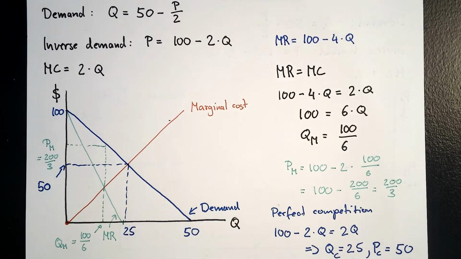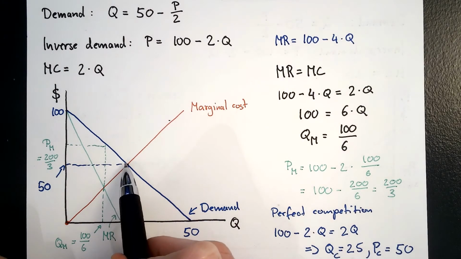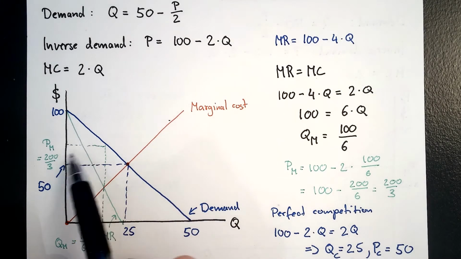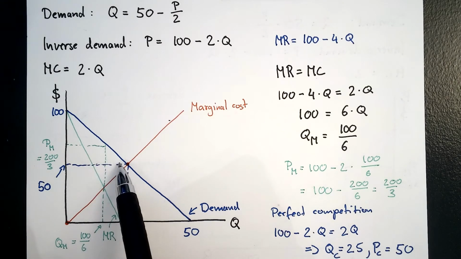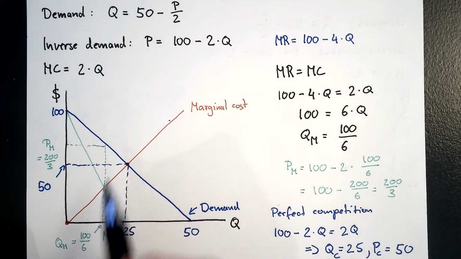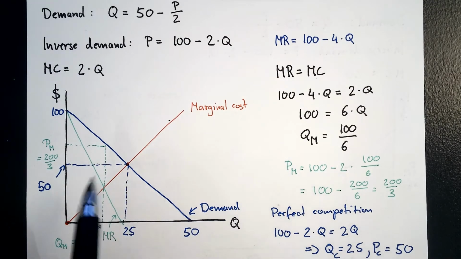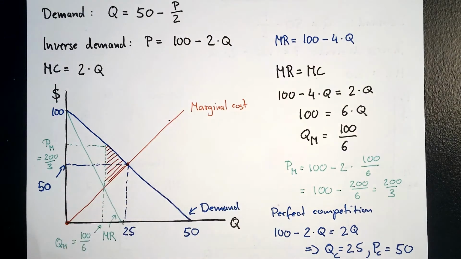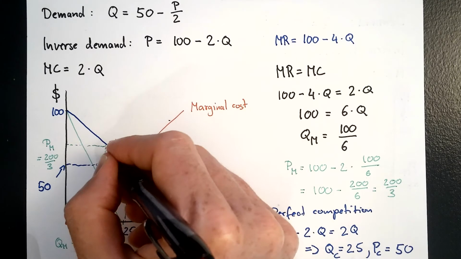Now, similar to the case of constant marginal cost, we have a deadweight loss associated with the monopoly. Theoretically, the competitive outcome would be here, which would leave all of this area as the consumer surplus. It would leave this entire area here as the producer surplus. But now we are producing at this point here, and hence we have the deadweight loss associated with the monopoly, which is this triangle here.